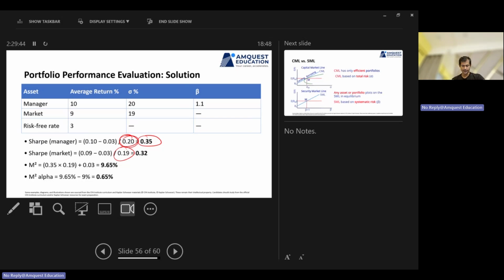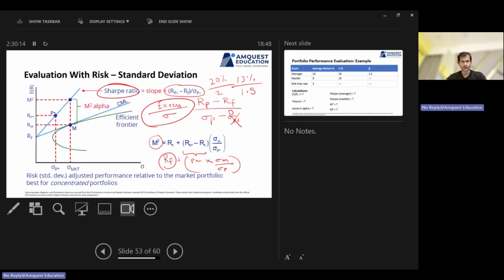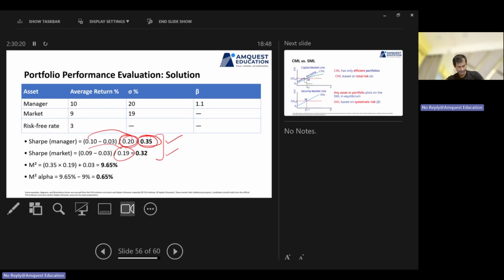Okay? So here, if you notice, the manager is better than the market when you compare the Sharpe ratio, right or wrong? Because it's giving you slightly higher return, even though there's slightly higher deviation, the ratio is better for the manager. Clear, guys? Right or wrong? Now let's come to M square. Clear that? Now M square has a little formula. M square was a little twisted where you have to put the formula RF plus RP minus RF multiplied by the beta deviation. Clear?